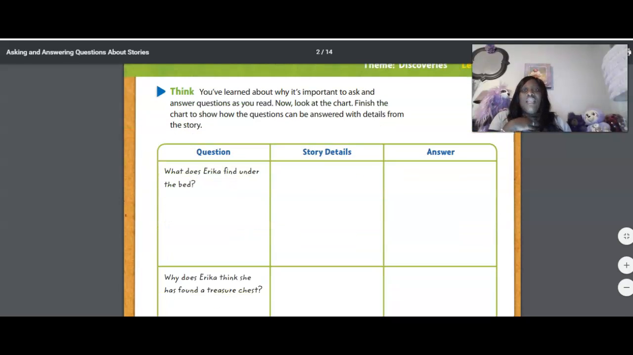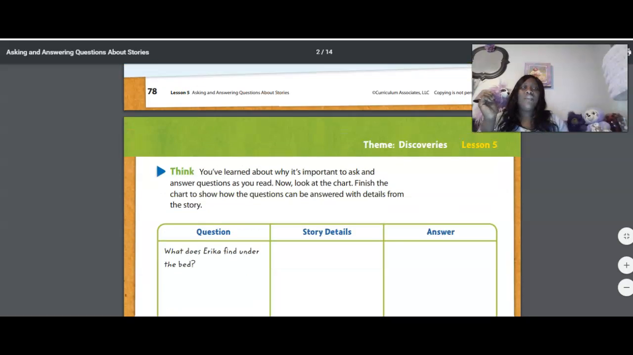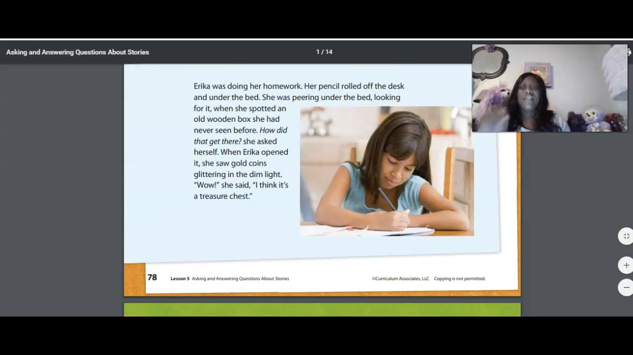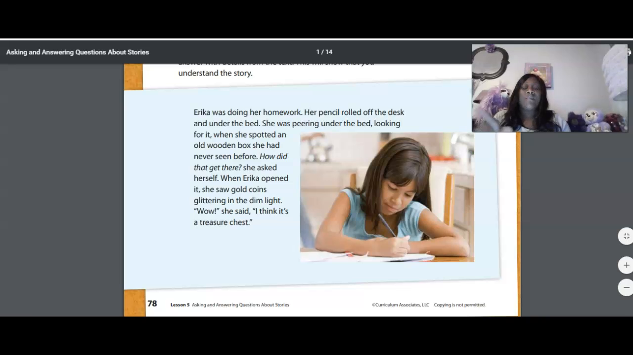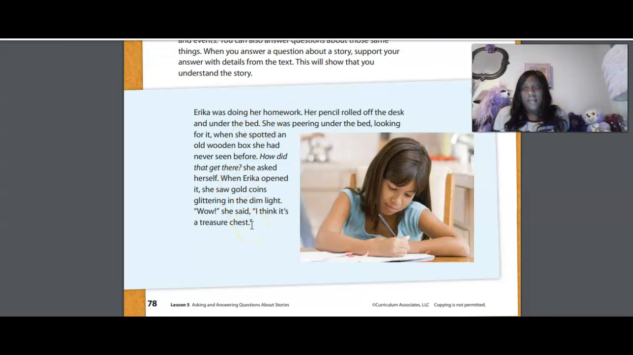Think. You've learned about why it's important to ask and answer questions as you read. Now look at the chart and finish the chart to show how the questions can be answered from details in the story. So we want to make sure that we use explicit information from the story. Before we move on to that part, I'm just going to read it again because we should read it 2 or more times, correct?